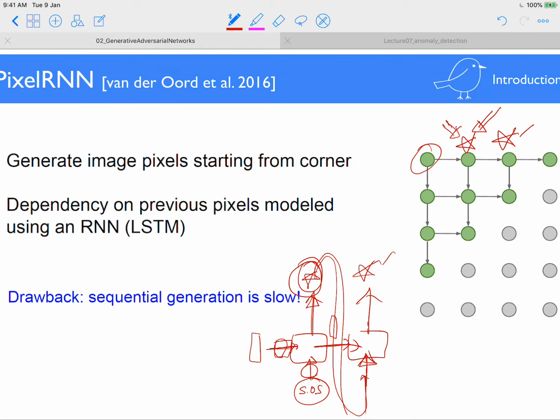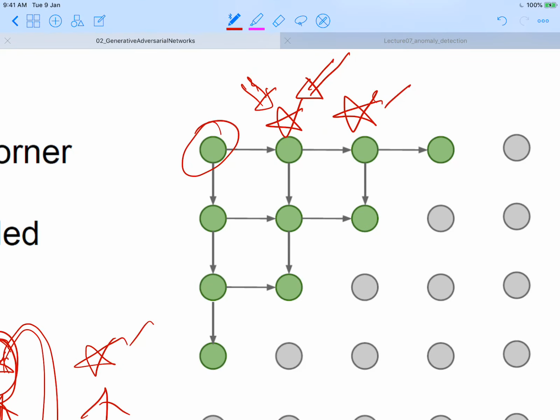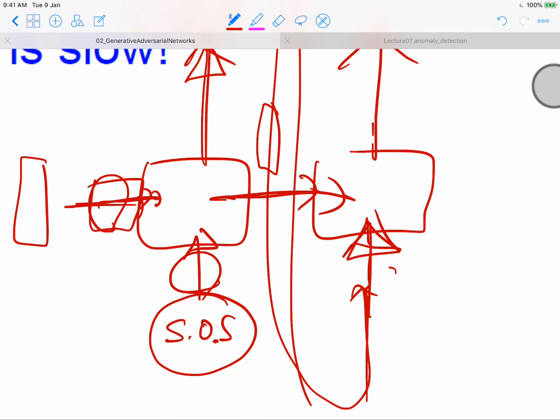Okay, so this is essentially the same model, just a 2D extension of it. Here, when generating the pixel value at this position, what is the input value? The input comes from those two positions, and those two pixel values will be concatenated as the input in the next time step.